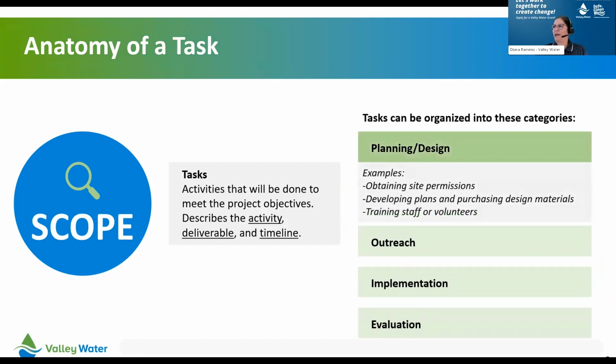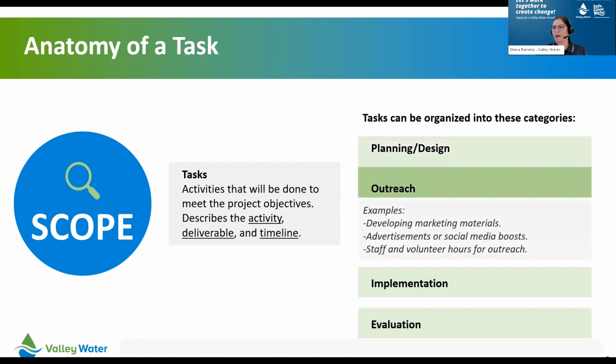So the first task or category bucket, as we call it, is planning and design. That is where activities include obtaining the site permissions we mentioned earlier, developing your plans, purchasing and designing materials, and training your staff or volunteers. Let's use an example, a community garden project. This task might include drafting garden layouts or obtaining necessary permits.